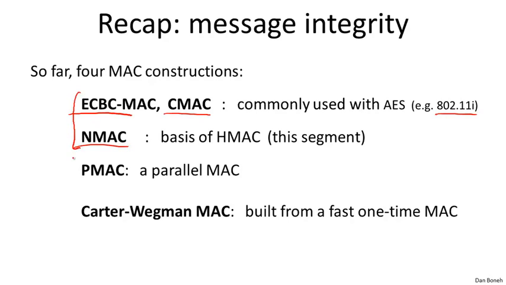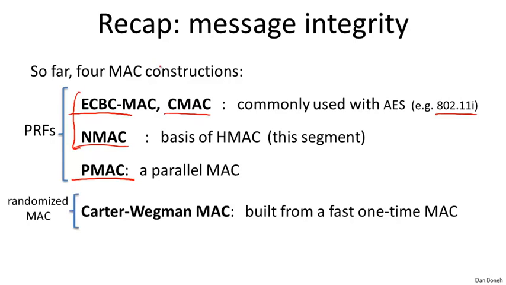We then looked at a parallelizable MAC called PMAC, which again was able to convert a PRF for small inputs into a PRF for very large inputs, but it did so in a parallel fashion, so a multiprocessor system would be more efficient with PMAC than, say, with CBC MAC. All 3 of these built a MAC for large messages by constructing a PRF for large messages.